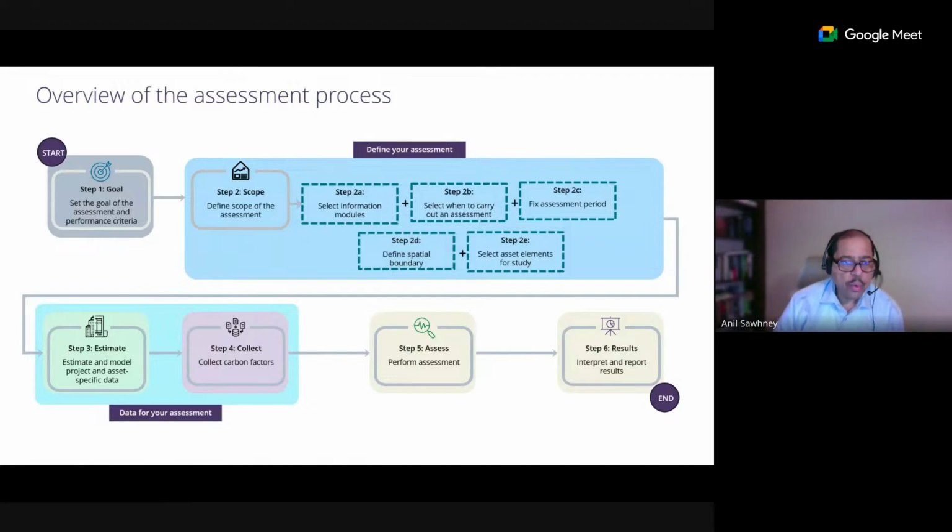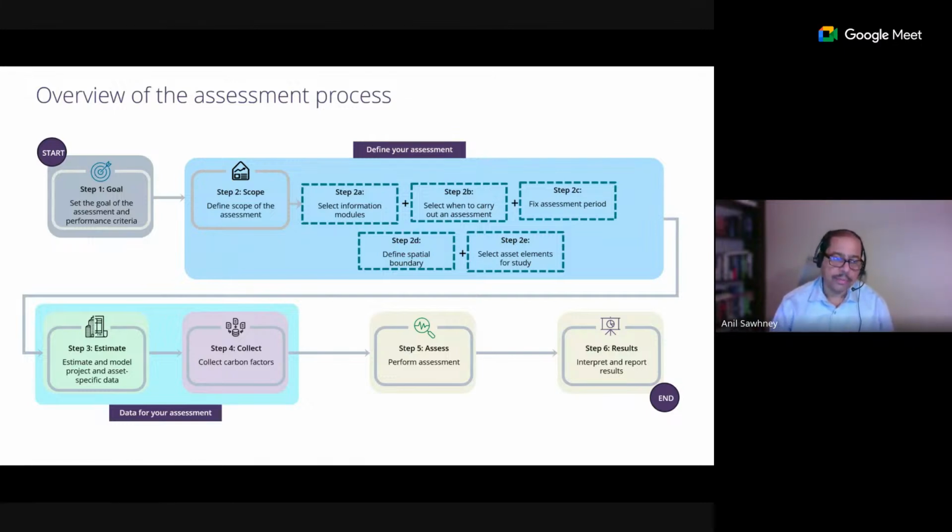Then in your definition of your assessment, you select when to carry out an assessment. That's step 2B. Our standard, for example, asks you to, at the very minimum, do a concept stage, a construction stage, post-construction stage, and then maybe a use stage assessment for your project. So you have to determine how many assessments will you carry out.